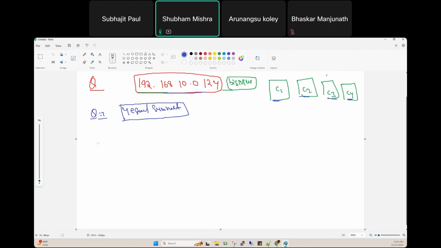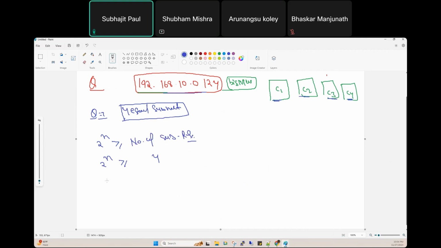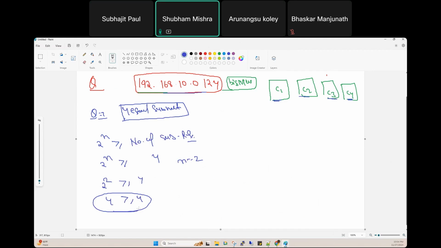So what you need to do, you need to put one formula: 2 to the power n greater than or equal to the number of subnets required. Now 2 to the power n greater than or equal to, what is the number required, guys? 4. Now put the value of n here. If I put n equal to 2, what is the value? 2 to the power 2 is 4, which is equal to 4. Is this satisfied? Yes, that is satisfied because here it is equal. It means n equal to 2 is fine.